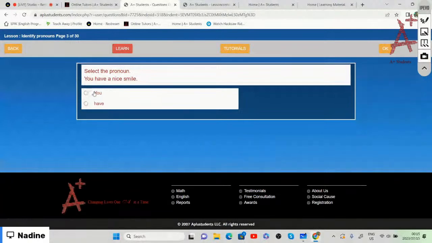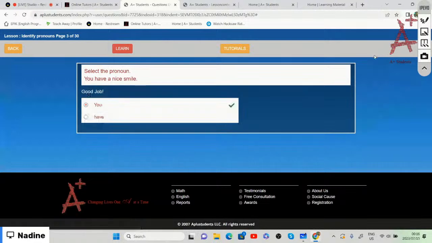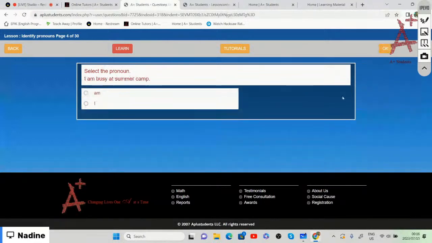You have a nice smile. We need to select the pronoun. Is it you or is it have? All right, so if we were to select the pronoun, we would select you, and that is a singular pronoun that we identified.